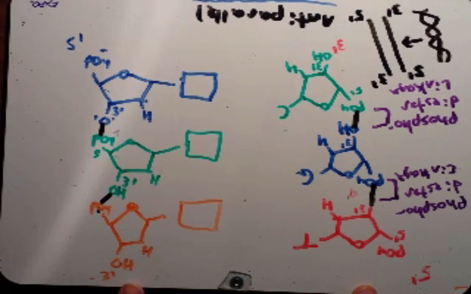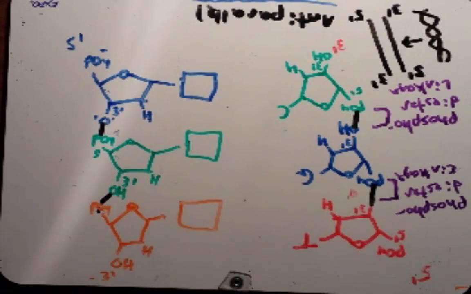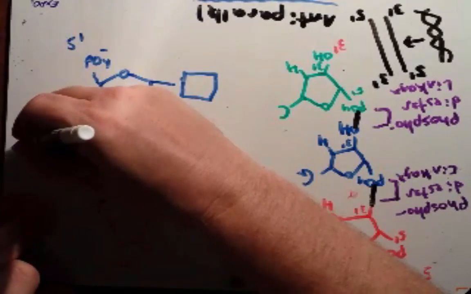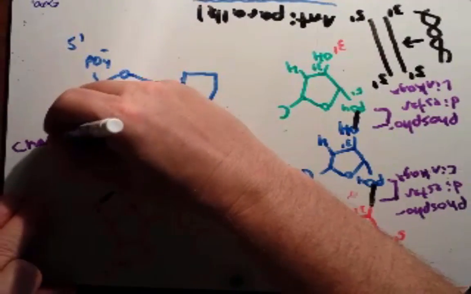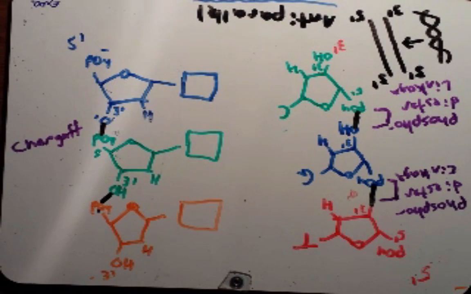So now what's going to bring these two strands together? We can see how we've created two separate strands here, but what's going to hold them together? What's going to hold them together are going to be hydrogen bonds in between the two bases. And there was a scientist, his name was Chargaff. So let's write it right here. Chargaff. Famous French scientist, and he came up with a set of rules that we now call Chargaff's rules.